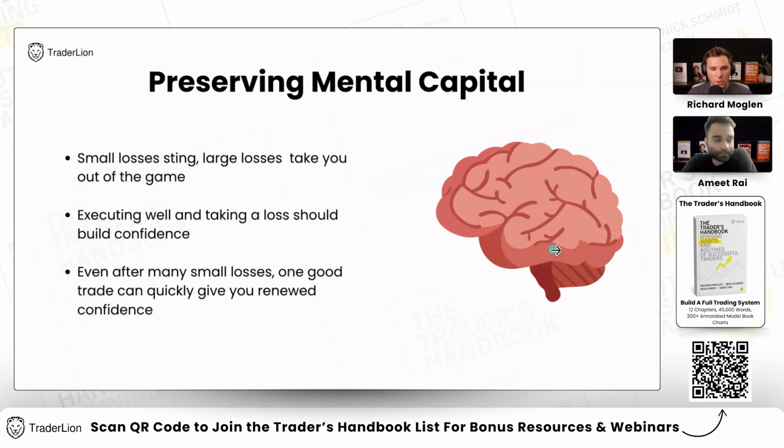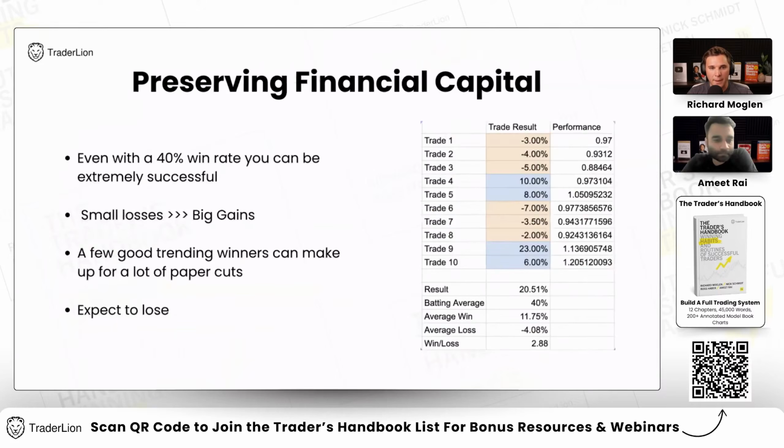And even after many small losses, and this is what's key, even just one good trade can quickly give you back that renewed confidence. So if you take a 2% loss, a 3% loss, then a 4% loss, even one 8% gainer might not get you back exactly where you were, but you'll feel sharp again. You'll feel ready to go and ready to participate in future trades. And this is the financial capital part of it. This is an example with a 40% win rate, so again, losing 6 out of 10 trades. And you can see this is just an example of maybe a section of your portfolio and 10 different trades.